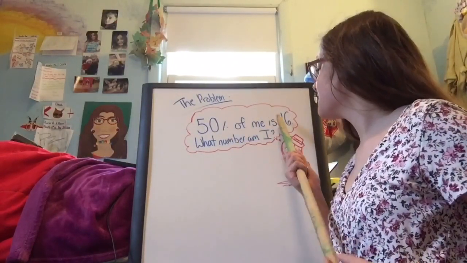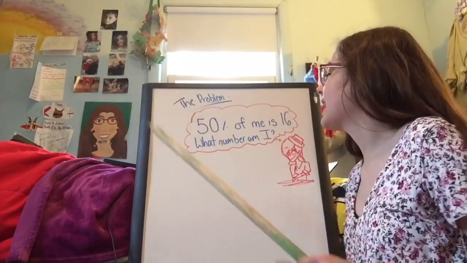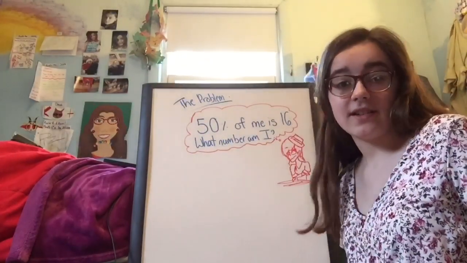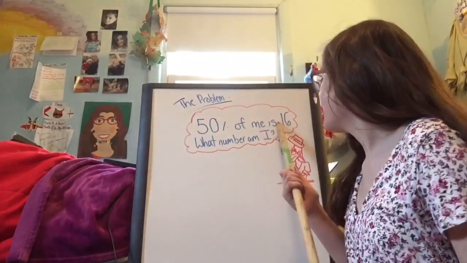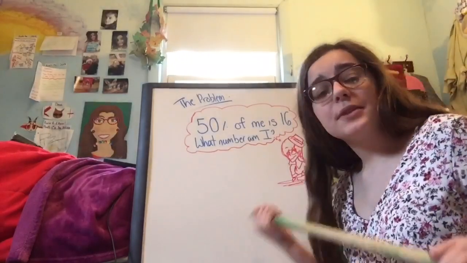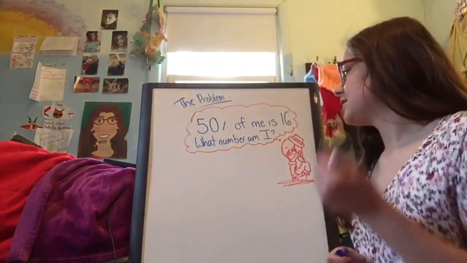We have the problem: 50% of me is 16. What number am I? This is what I mean when I say whole of a part. We are trying to find the whole number, which has a part of 16. 50% of which number is 16? We could do this two ways.